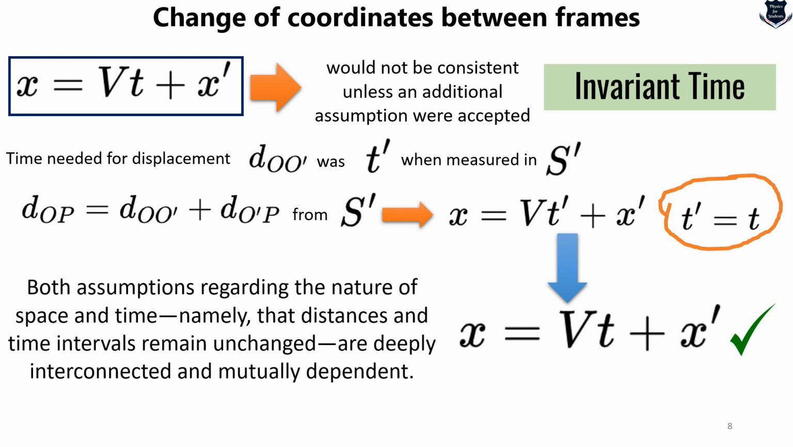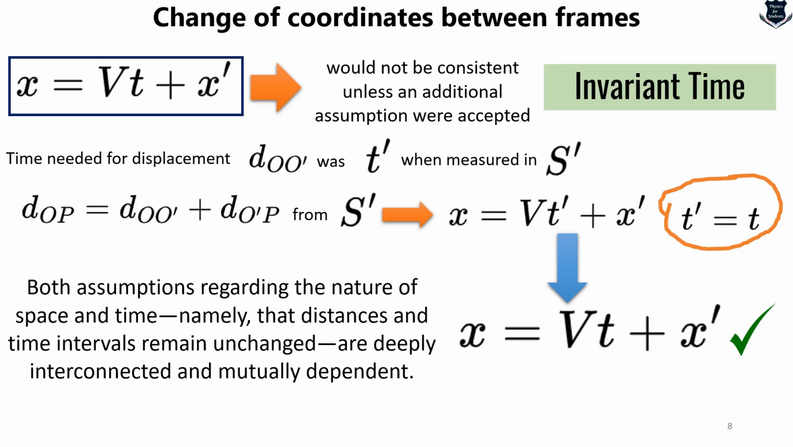So therefore both assumptions about the nature of space and time hold, which is why this is valid. Distances and times are invariant, and they are strongly intertwined and mutually necessary. The distances and time intervals remain unchanged and are deeply interconnected with mutual dependence. So this is pretty important.